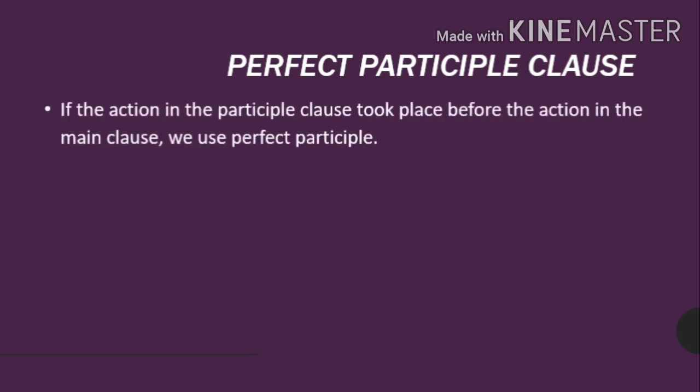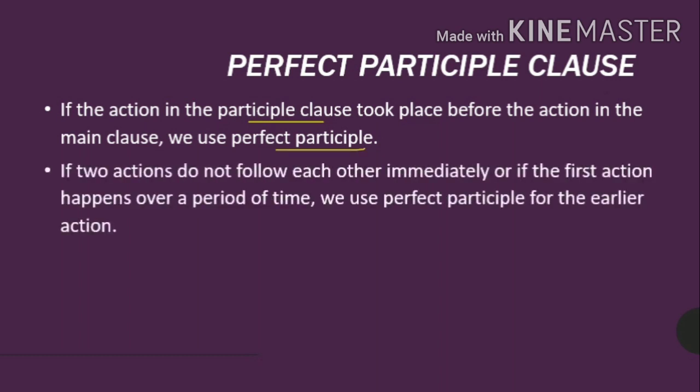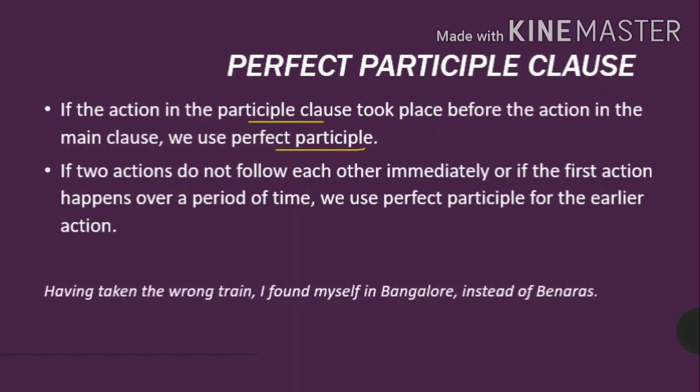Now, how do we make sentences using a perfect participle? If the action in the participle clause, which means the dependent clause, took place before the action in the main clause, we use a perfect participle. If two actions do not follow each other immediately, or if the first action happens over a period of time, we use a perfect participle for the earlier action. Let's look at the examples here.